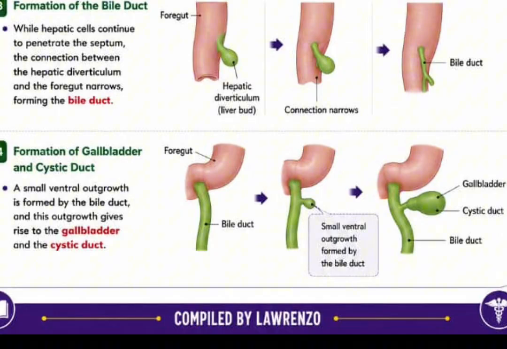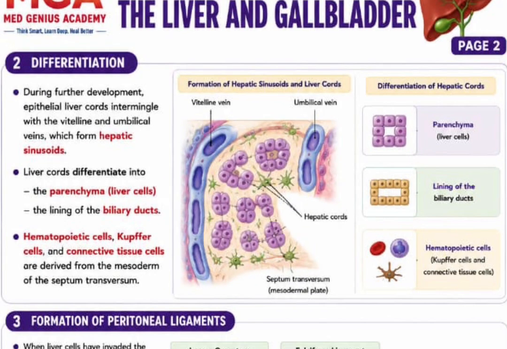Now what happened? Differentiation continues. Differentiation, because cells begin to form here. During further development, the epithelial liver cord intermingles with the what? Vitelline duct, the umbilical cord, which forms the what? Liver sinusoid. Are you getting me now?